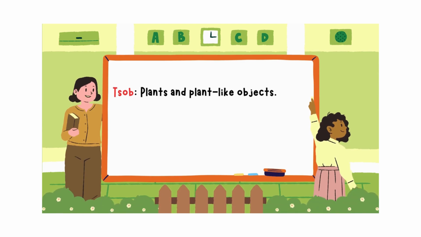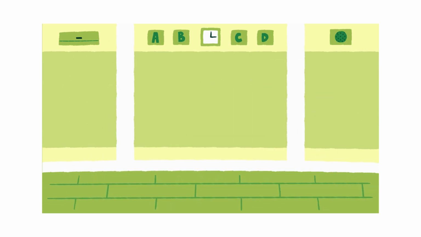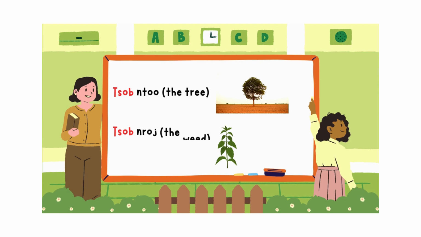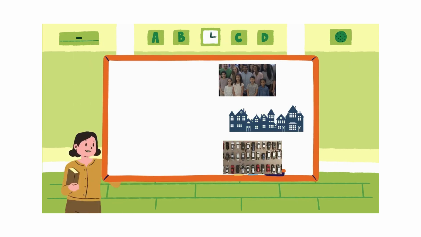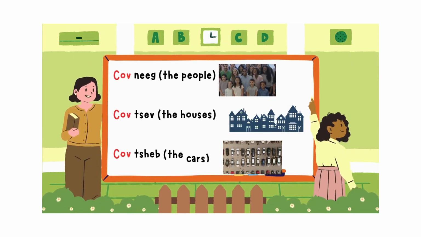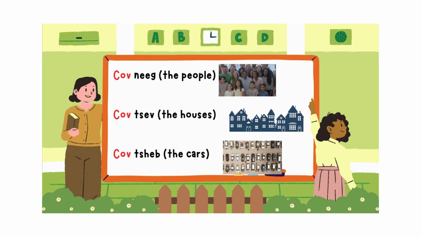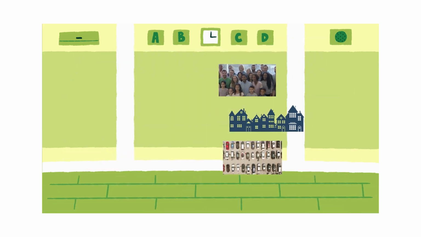Zha. Zha refers to plants and any plant-like objects. Zha dong, a singular tree. Zha da, a singular weed. Yaw. Yaw is a plural classifier and it replaces the normal classifier when you are describing a group of something. For example, yo neng, the people, yo jay, the houses, yo che, the cars.